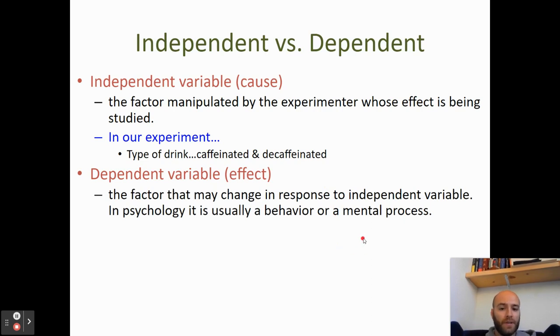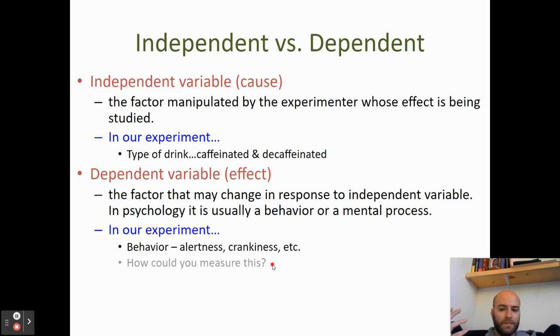In psychology, this is an easy way, if you get confused, to differentiate between the independent variable and the dependent variable. In psychology, the dependent variable is usually a behavior or a mental process that we're looking for to see how it's impacted by our research, our medication, whatever we're doing. So in our experiment, that's the behavior, the alertness, the crankiness of the teachers.